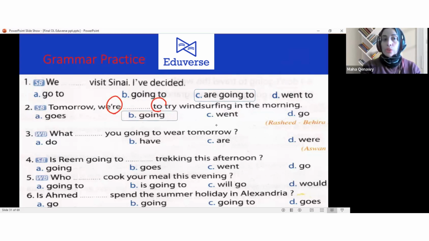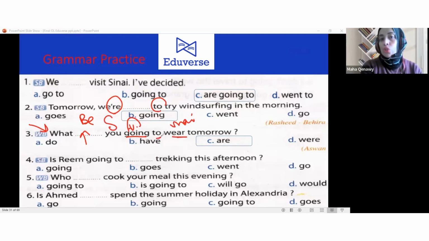You are going to. What are you going to wear tomorrow? Where is the rest of the verb? Going. You are going to, but since it's a question, I bring verb to be, then the subject, then going to, then the main verb, which is to wear. Or is Reem going to after it? Of course, you must bring the infinitive. Going to go, without the past, without s, without ing, without anything.